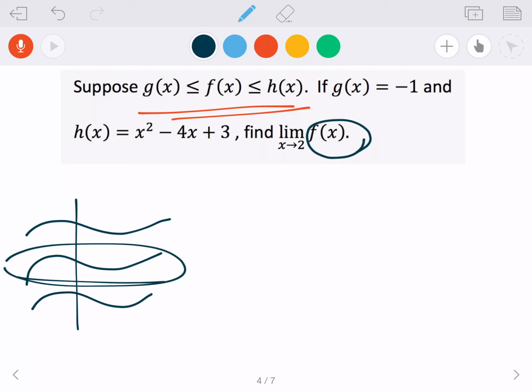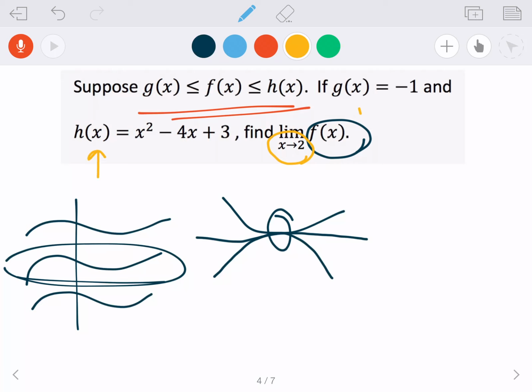I know this is going to be a squeeze theorem problem, that h of x is going to meet g of x somewhere, and then f of x has to fall in the middle, which means they all have to have the same limit at that point where they get squeezed together. So to find that value is pretty easy. All you have to do is take whatever that limit was and plug it into each function.